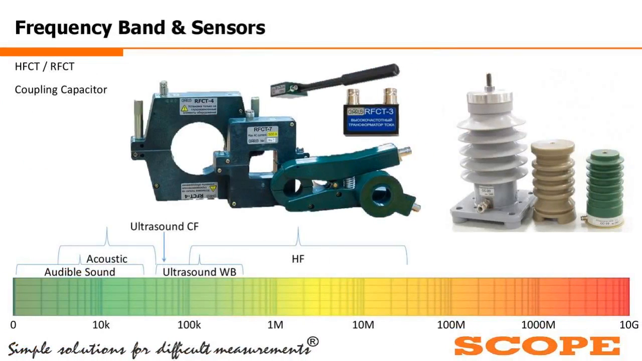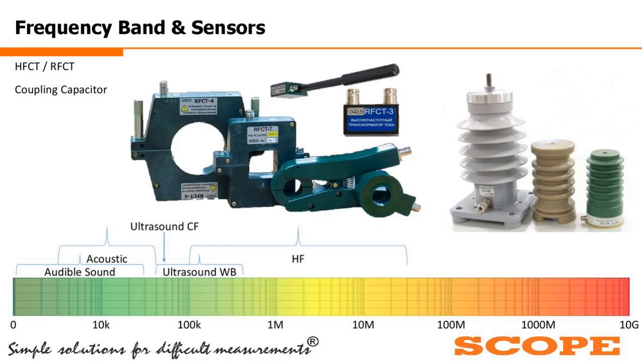Next comes the high frequency one. In high frequency, you have two kinds of sensor technologies. The first one is HFCT or RFCT, that is, high frequency CTs or radio frequency CTs. The second one is the coupling capacitor. So please don't confuse HFCT and RFCT. These are generic names which are used interchangeably. All right, so there is no worry about using them.